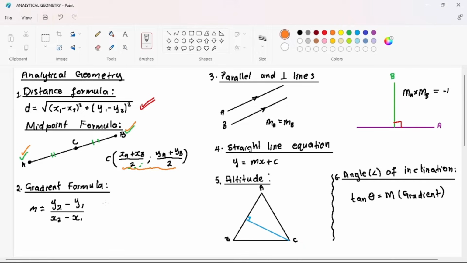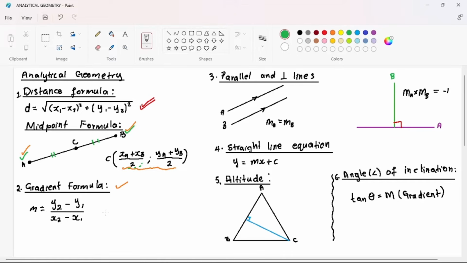So our next formula, which I can say is the most important one, right? It's known as the gradient formula. So how do we calculate the gradient? Actually, let me start by explaining what a gradient is.